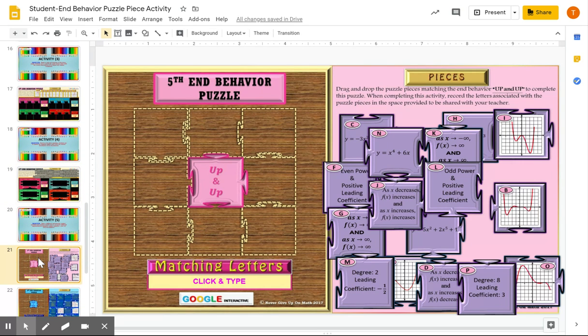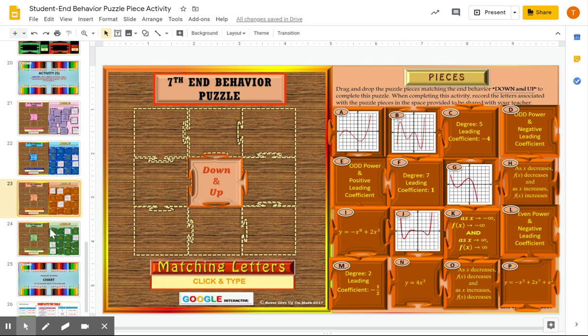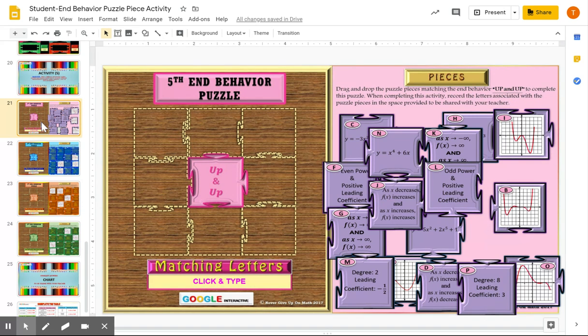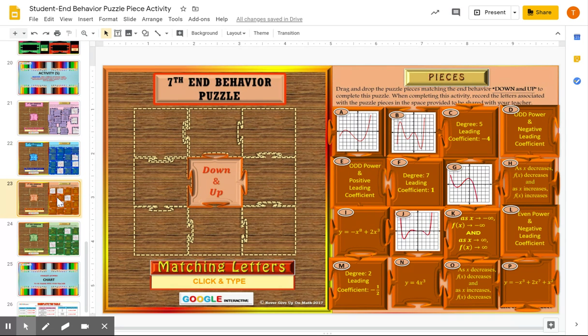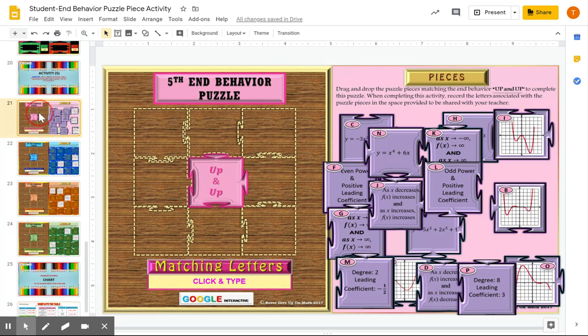Activity 5, this is the last activity, even though there are 8. Activity 5 itself has 4 different things. I'm only going to show you the first one because it's all the same. So each of these, I'll just go through it real quick. This one has up, up. This one has down, down. This one has down, up. And this one has up, down. That's the only difference between the 5th, 6th, 7th, and 8th.